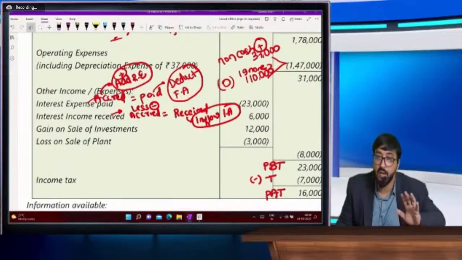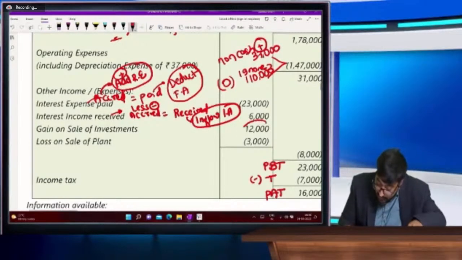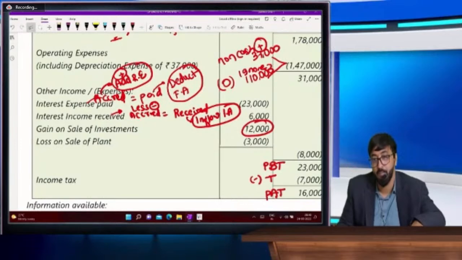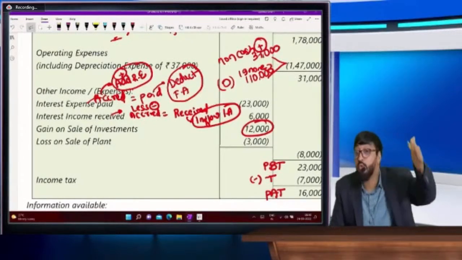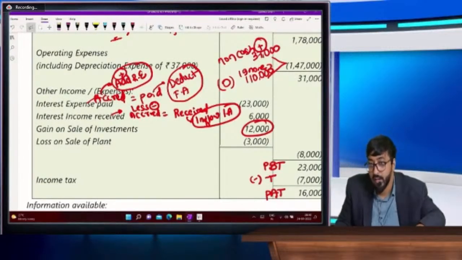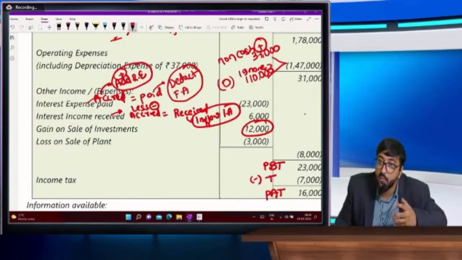So now you are clear, yes, with the accrual versus received concept. Now focus on gain on sale of investment. This gain on sale of investment increases your net profit, correct? Net profit increases by 12,000. But beta, gain on sale of investment is an investing nature item.